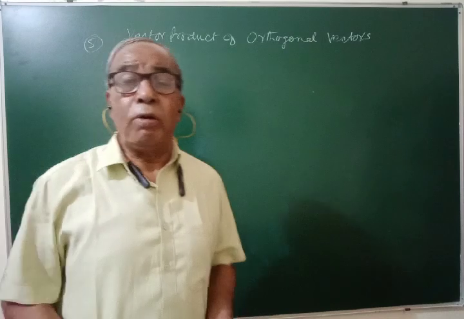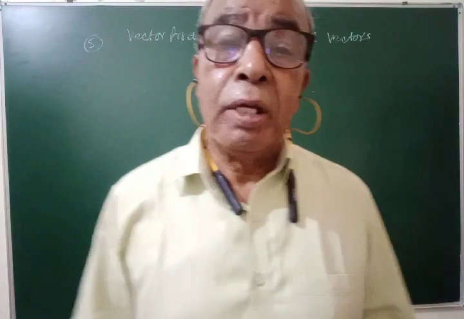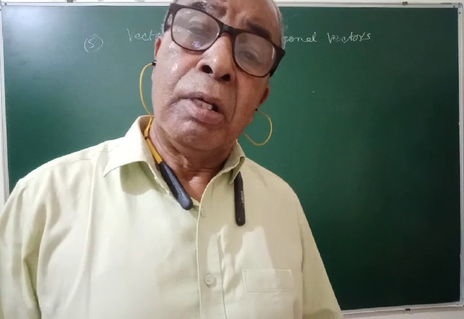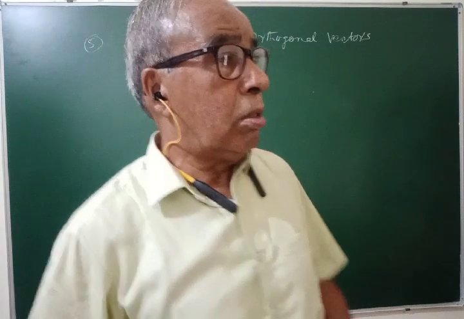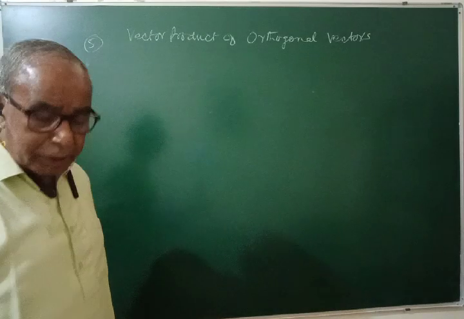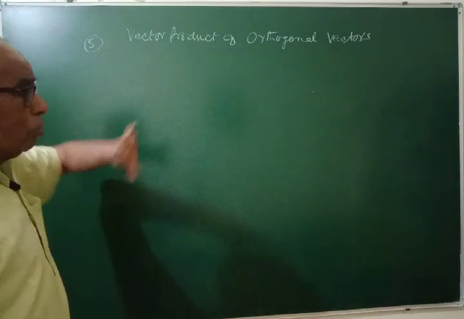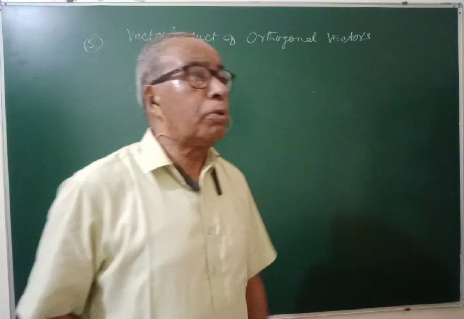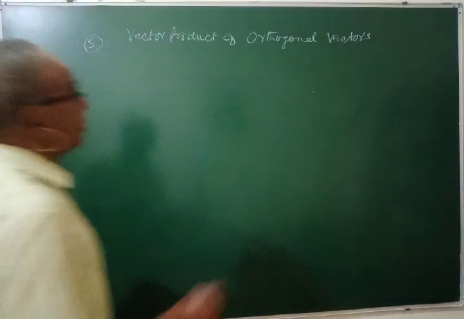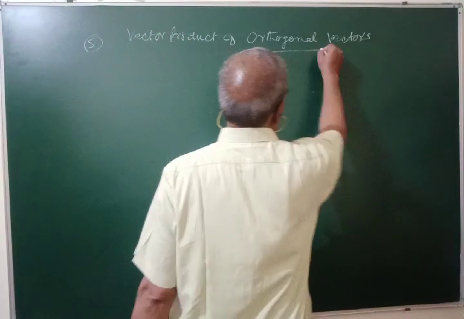Here we are defining only the vector product of two vectors. If there are three vectors, then that is called the triple cross product. This is not in our syllabus. We are concerned only with the vector product of any two vectors. So orthogonal means perpendicular vectors.